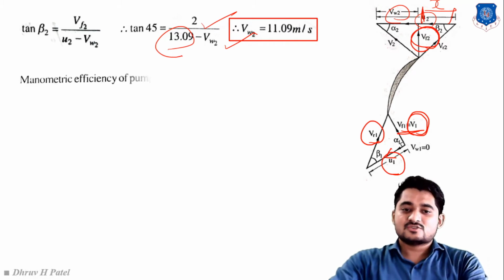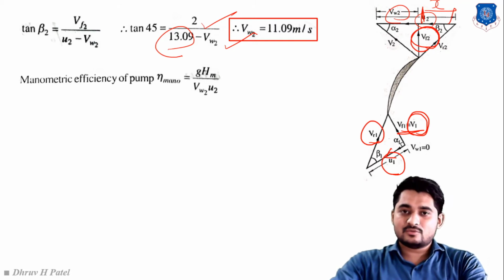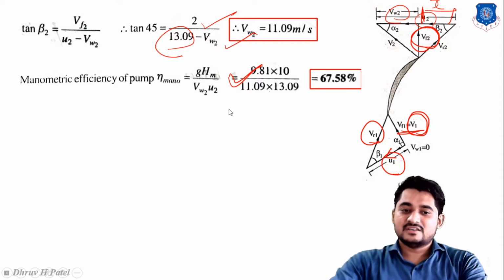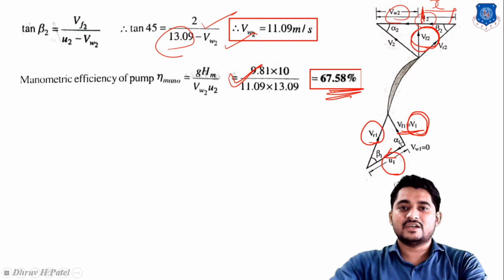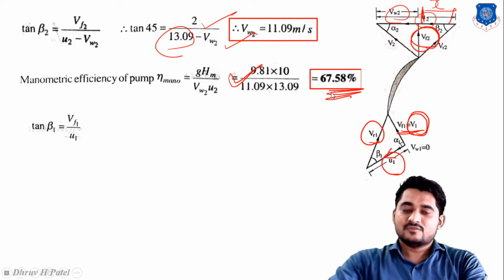Clear students? After that we can find the manometric efficiency from this equation, g times Hm divided by Vw2 u2. So g will be 9.81, manometric head, that means 10, Vw2 is 11.09 and u2 is 13.09. So the manometric efficiency is 67.58%, right?